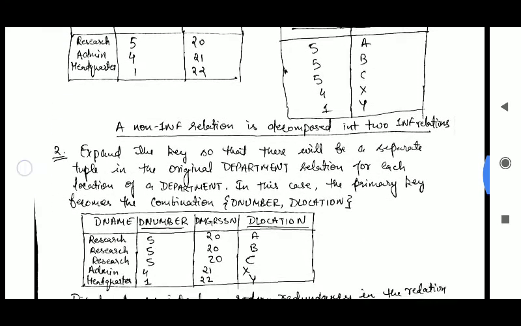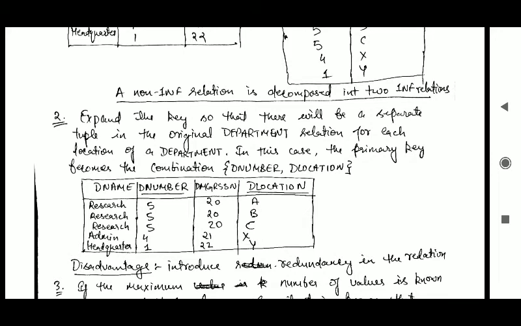Now what is the second technique? Second technique is that in the department relation we will expand the key so that there will be a separate tuple in the original department relation for each location of a department. In this case the primary key becomes the combination of D number and D location. So here you can see that.